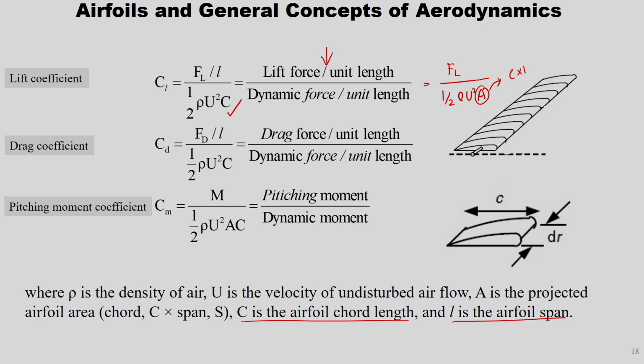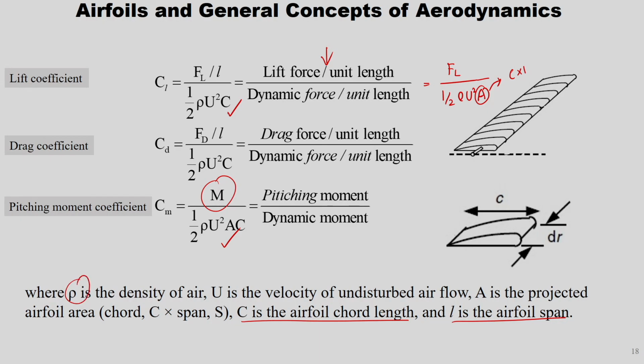So, lift force per unit length upon dynamic force per unit length. Okay. So, rho u square C, where C is the chord length and L is the span. In the same way, the drag force per unit length divided by the dynamic force per unit length. This is again rho u square C, the L is taken above. Pitching moment is the pitching moment upon dynamic moment. So, rho u square A into C, right.